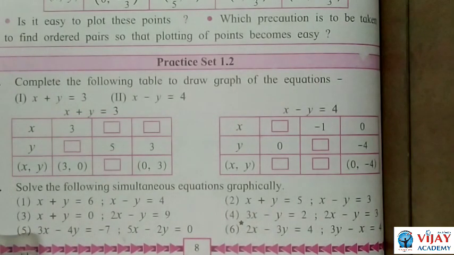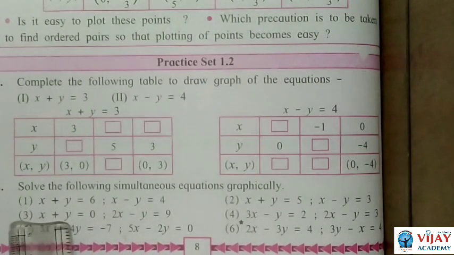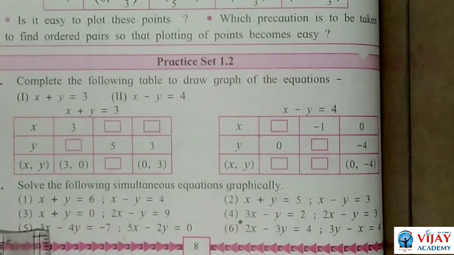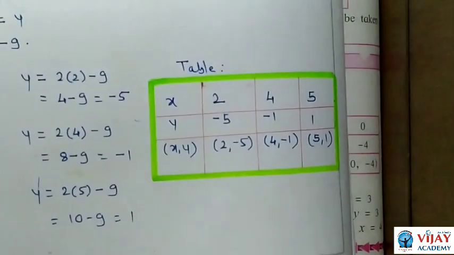But in the third one, you have been given x plus y is equal to 0, 2x minus y is equal to 9. In the first equation, the coefficient of x and y is 1. You can easily solve this equation. Then how to solve the other equation, we will discuss in detail.